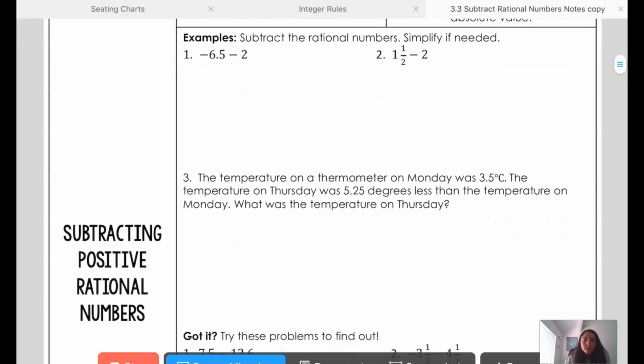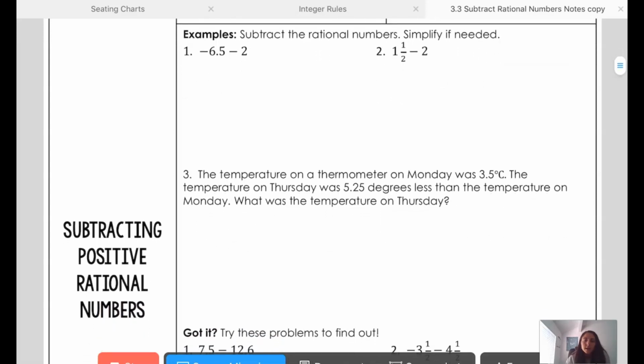So our first example says negative 6.5 minus 2. So I'm going to circle all of my negatives and underline my positives. So this is a negative 6.5, and this minus 2 is like a negative 2, right? Minus 2 and negative 2 are the same thing. So I'm going to view it as a negative 2. So that means we have a negative 6.5 and a negative 2.